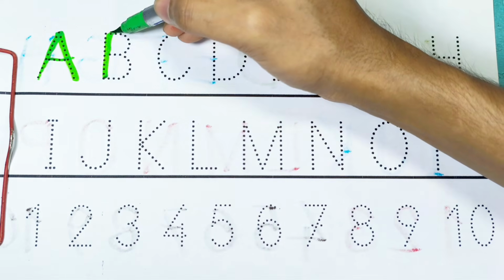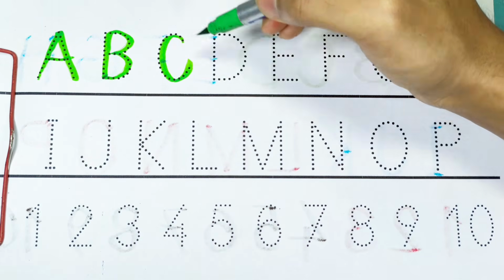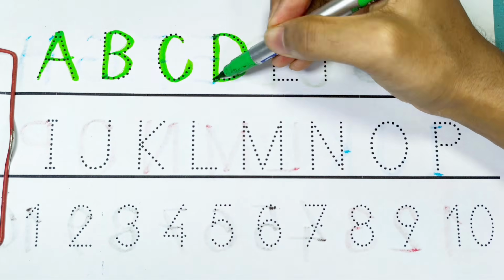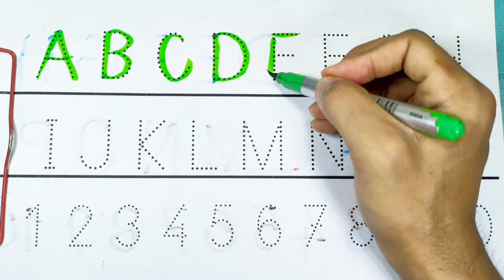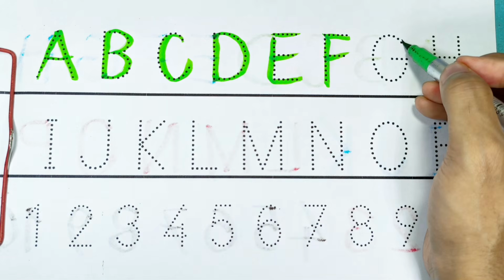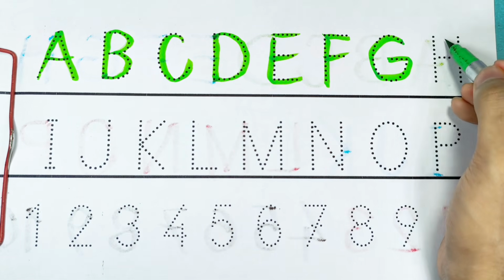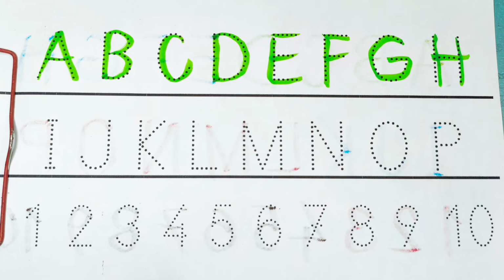A. Now we're writing the alphabet of B. The next one is C. Now we're writing the alphabet of D. D for dog. The next one is E. Stay with us. E for egg. F for fish. G for God. The next one is H. H for hand.